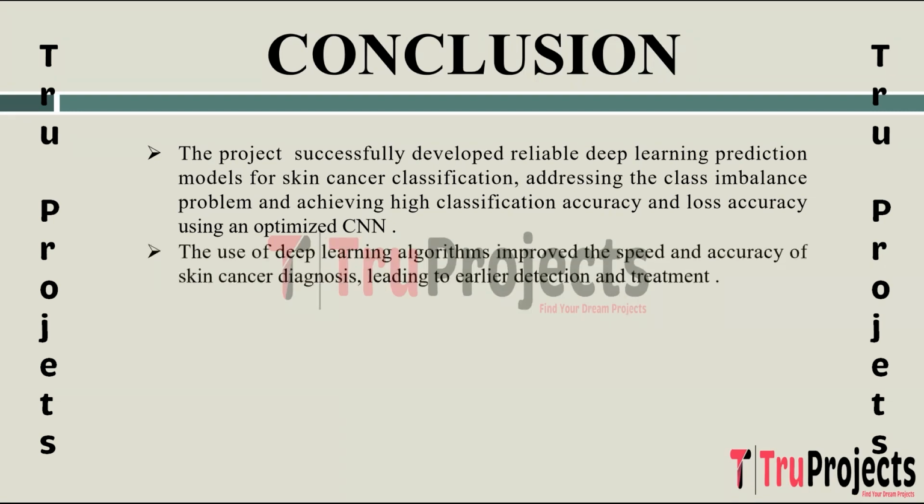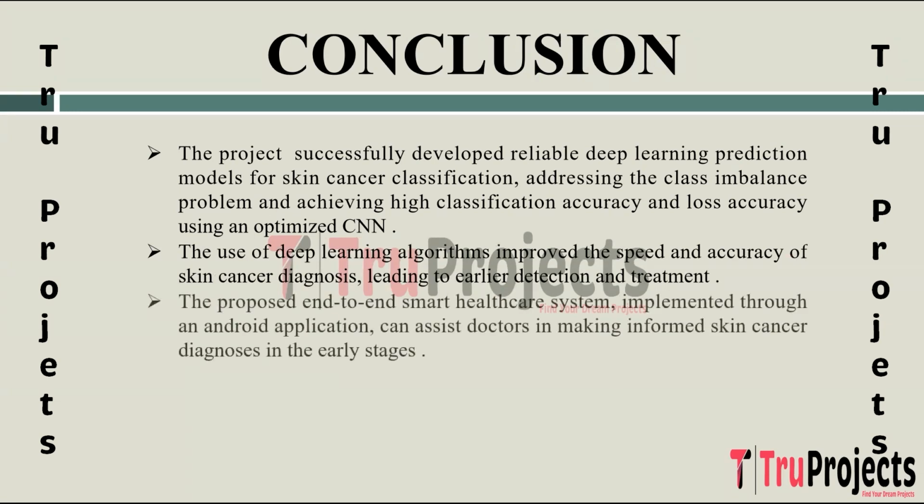By leveraging deep learning algorithms, the project significantly enhanced the speed and accuracy of skin cancer diagnosis. This improvement potentially leads to earlier detection and subsequent treatment, crucial in combating the progression of the disease and improving patient outcomes. Implementing an end-to-end smart healthcare system through an Android application signifies a practical tool for assisting doctors in making informed diagnoses of skin cancer at early stages. This system serves as a user-friendly interface, potentially empowering healthcare providers with efficient and accessible diagnostic capabilities.